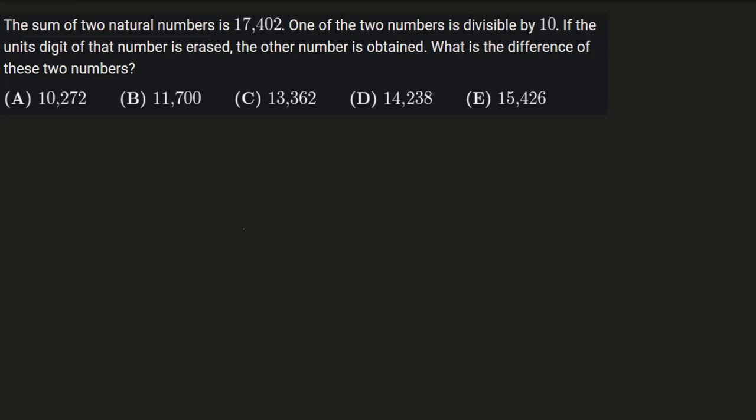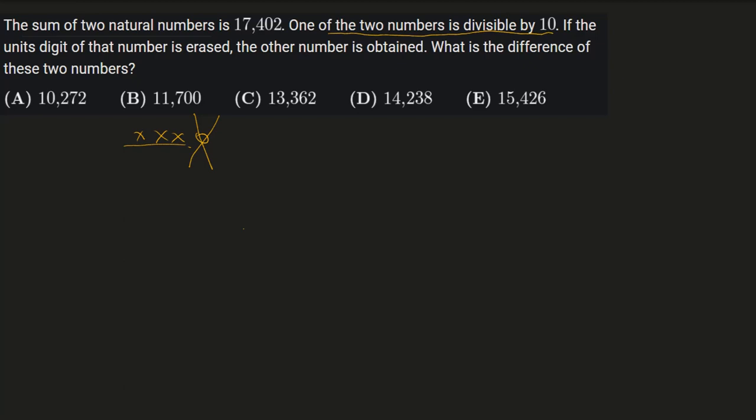The key part of this problem is to understand this. What does it mean that one of the two numbers is divisible by 10? It certainly means that its units digit is 0. It's something blah blah blah and then 0, right? And maybe more digits here. It doesn't mean just 4 digits.